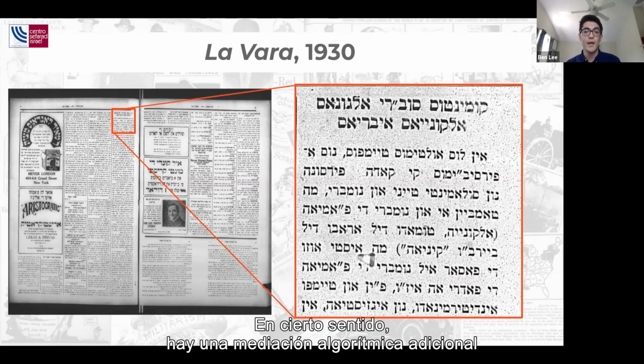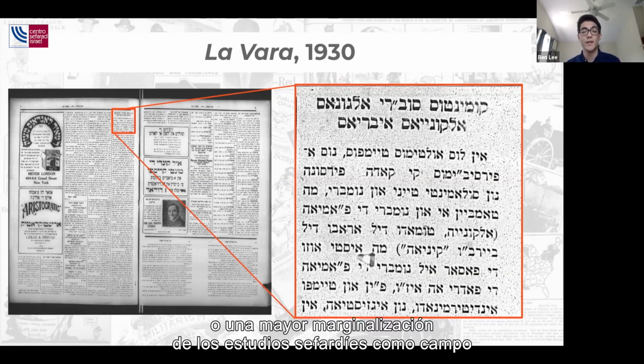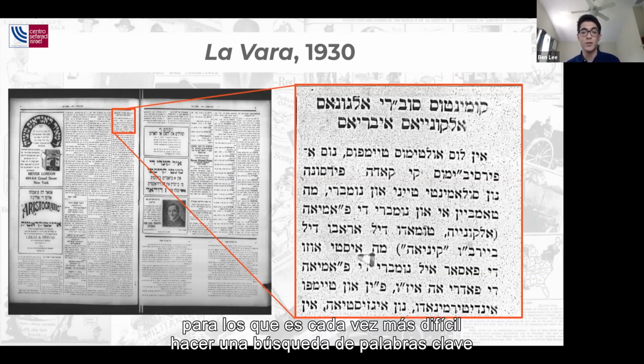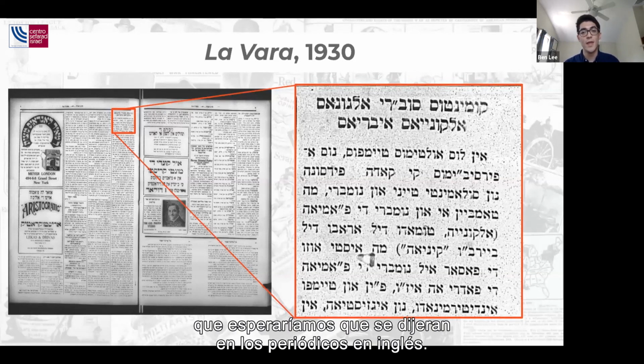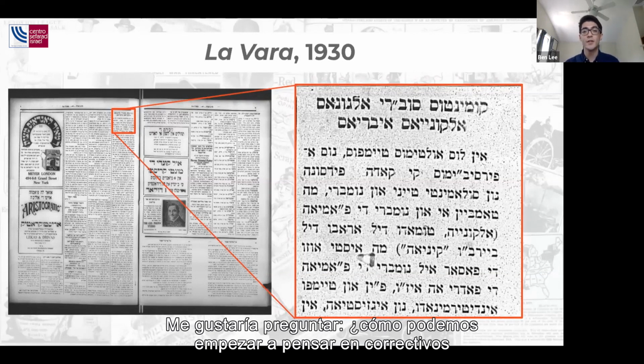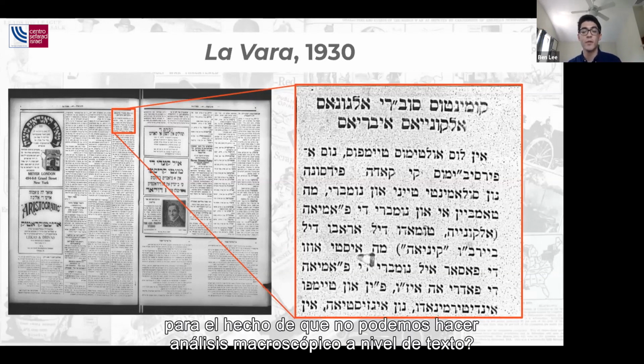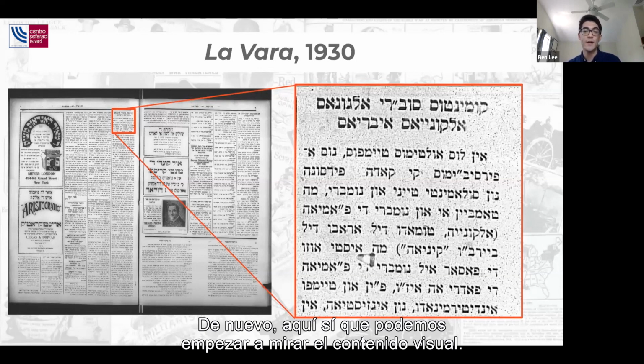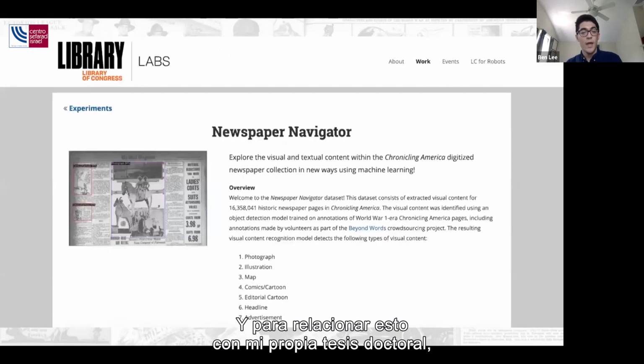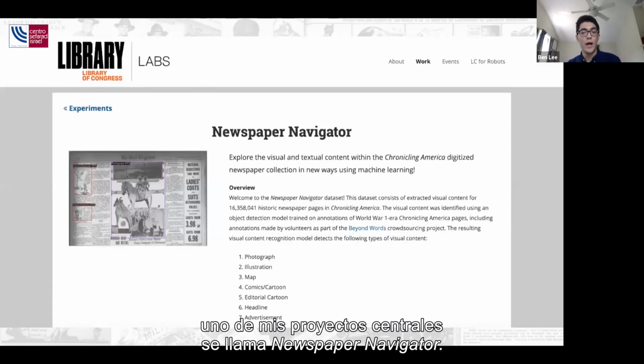In a sense, there's this further algorithmic mediation or marginalization of Sephardic studies as a field, where it becomes increasingly difficult to do, say, keyword search or other things against the newspapers that we would expect with, say, English language newspapers. So I'd like to ask, how can we begin to think about correctives for the fact that we cannot do macroscopic analysis at the text level? Once again, I think this is where we can begin to look at the visual content instead. And to tie this back to my own dissertation work, a central project of mine is called Newspaper Navigator.